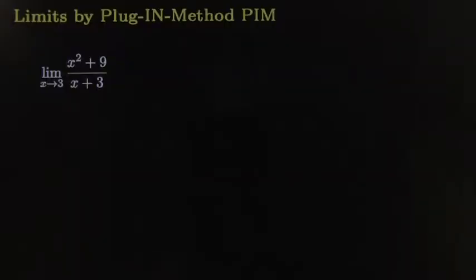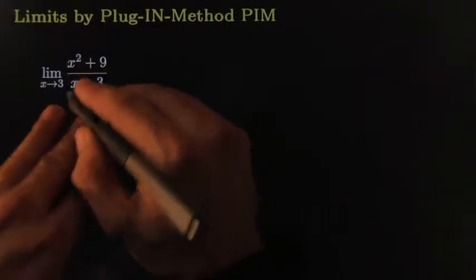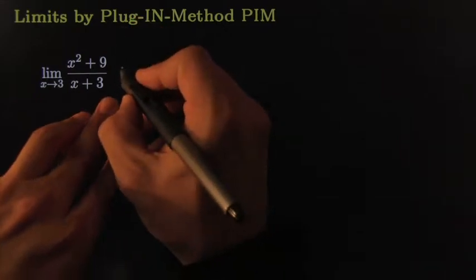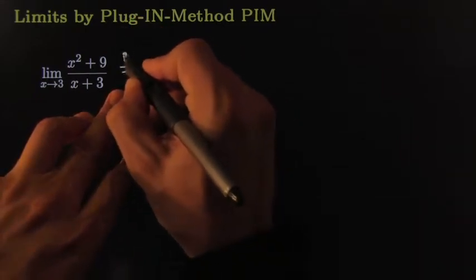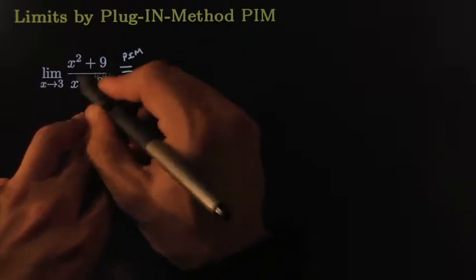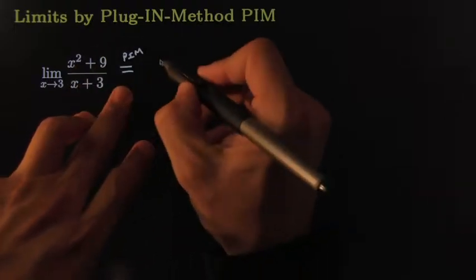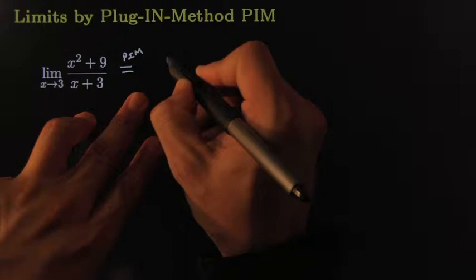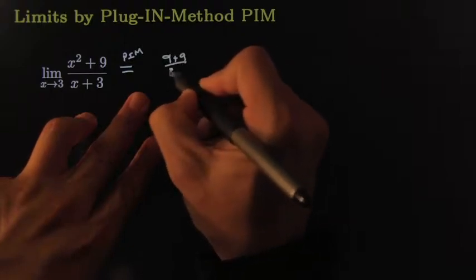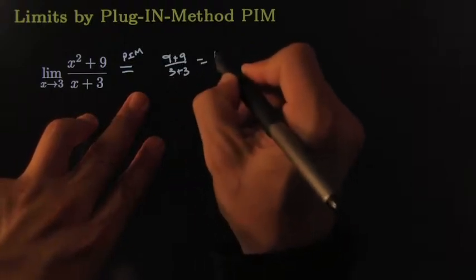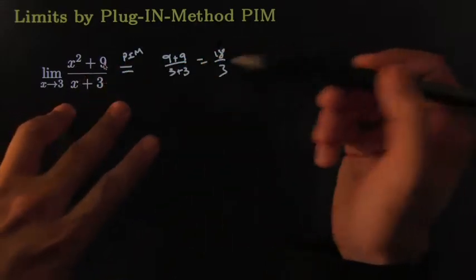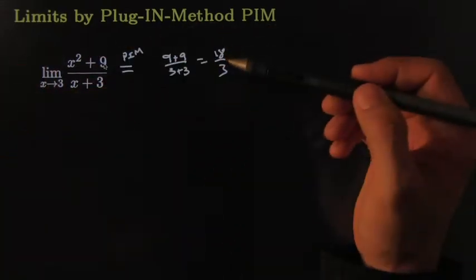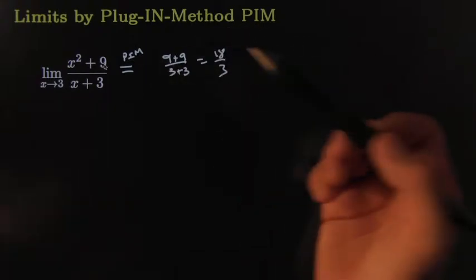So let's start off with a super simple one, such as the limit as x goes to 3 of this equation right here. First thing I do is try the plug-in method. I try to see if I can just evaluate the function. I plug in 3, that gives me 9 plus 9 over 3 plus 3, which gives me approximately 18 over 3. I don't see an issue with this. Looks like a nice function, continuous, everything's good. We're done. Sometimes you don't even need limits.